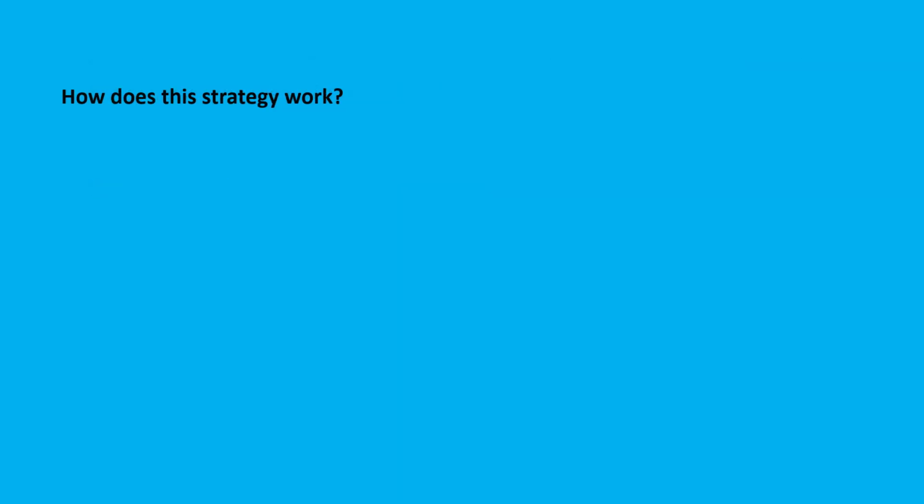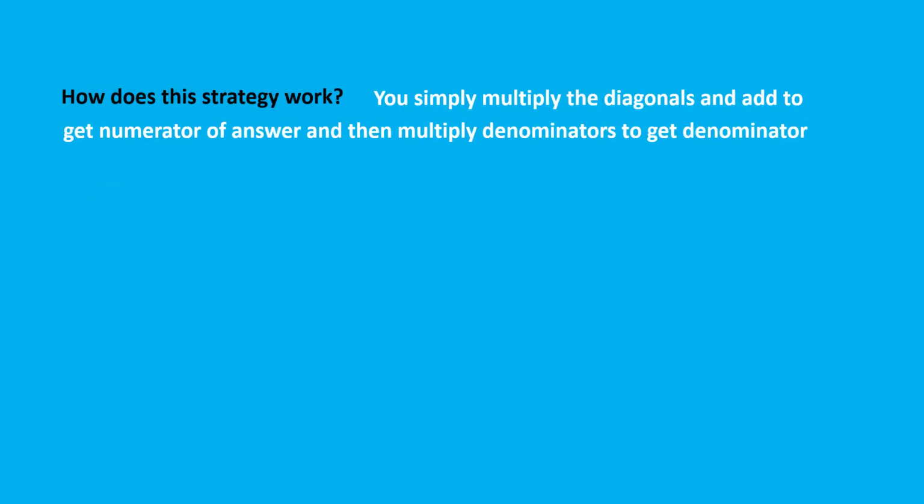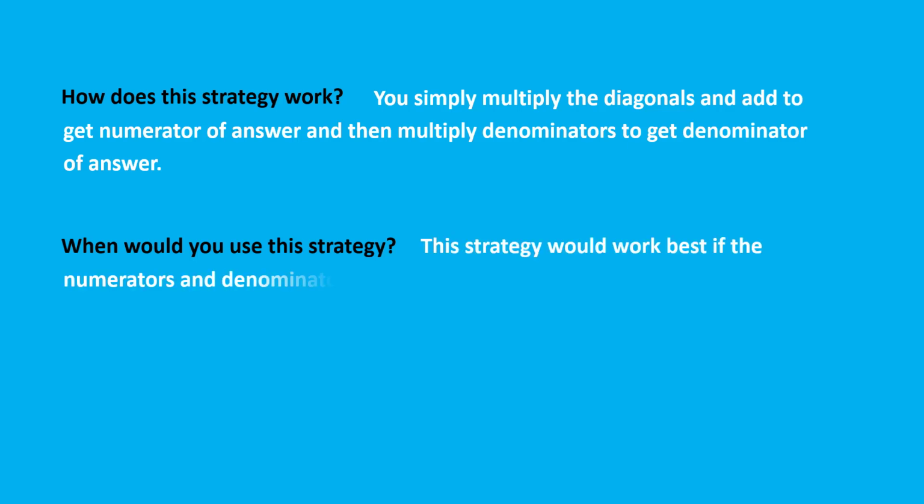How does this strategy work? You simply multiply the diagonals and add to get the numerator of the answer, and then multiply denominators to get the denominator of the answer. When would you use this strategy? This strategy would work best if the numerators and denominators are single-digit numerals and easily multiplied.